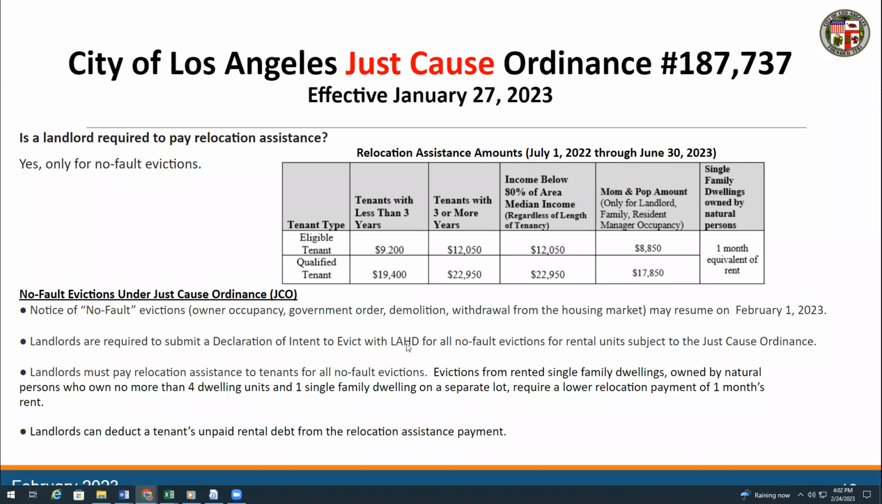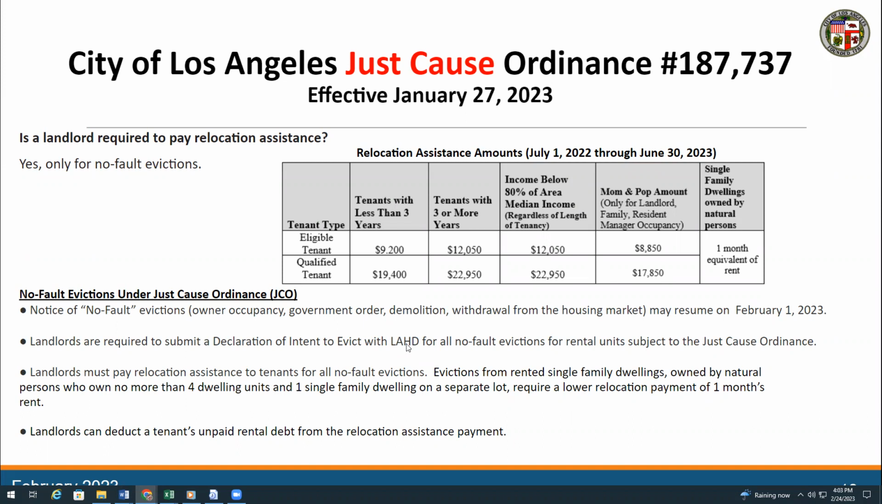Okay, so the no fault evictions, like I said, are the owner occupancy, governmental order type of evictions. If the landlord is going to choose to evict, they have to file this declaration of intent with the LAHD, with our department, for no fault evictions under the just cause ordinance. Landlords may pay relocation assistance to tenants for no fault evictions. And if there are evictions from rented single family dwellings, it's important to note that we have a different amount.